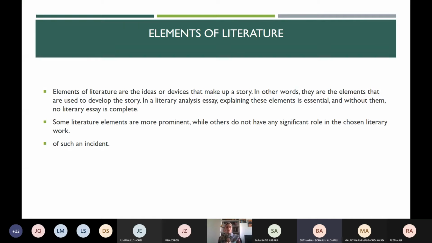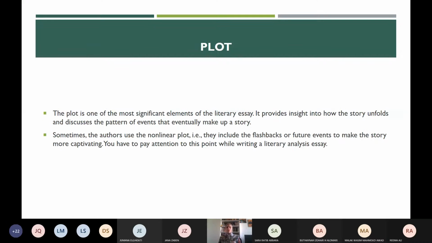So the elements of literature are the ideas or devices that make up a story. How can you form a story through these elements of literature? So the elements are used to develop the story. In an analysis essay, you have to explain these elements. Okay? Without you explaining these elements, your literary analysis essay is not complete. Number one, which is a very important part in a story, okay? When we were discussing yesterday, the mood, the voice, all of these affect the plot, the dialogue, the monologue, they affect the plot. So what is the plot?